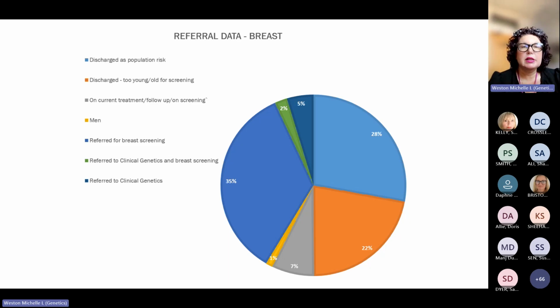We do have men that are seen because they've got a family history of breast cancer, and then we can also give them advice, primarily for female relatives, but then they can have an appointment as well, and then we can go through being chest aware for them as well. And then it's only a small proportion of people that we actually then refer on to clinical genetics.